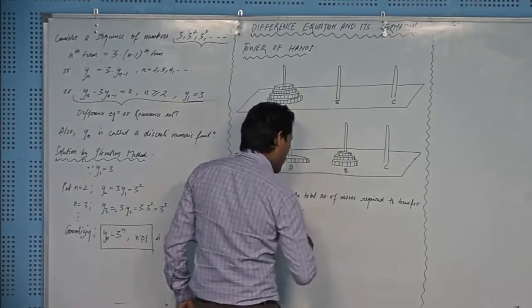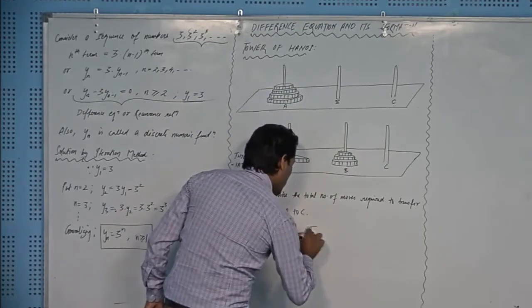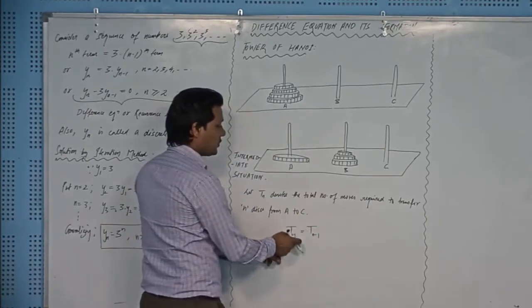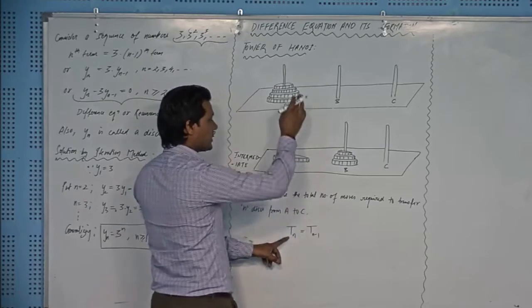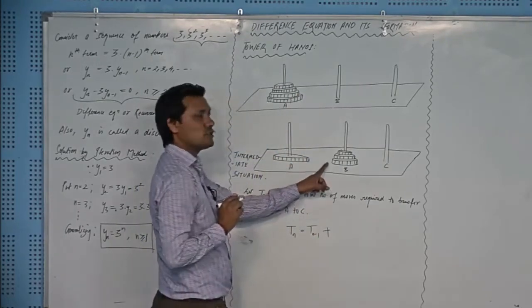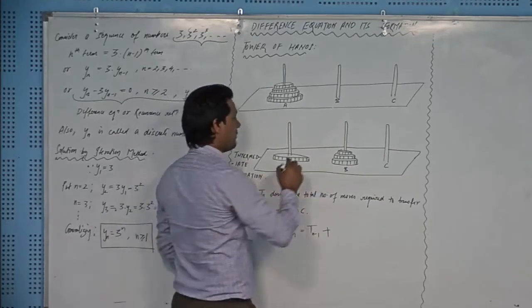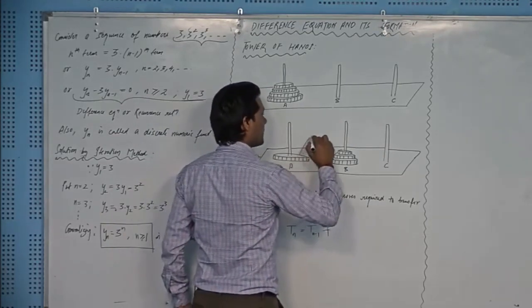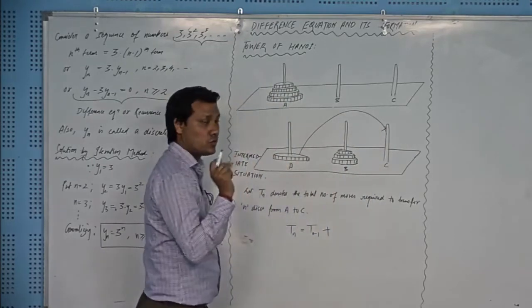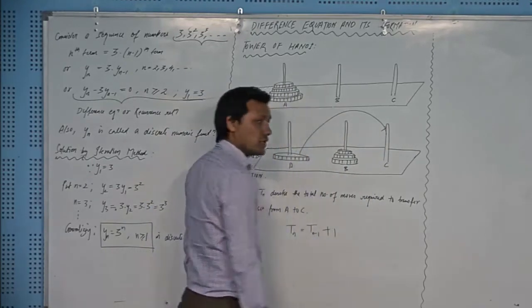Okay, I will write that here. Tn minus 1. Here is Tn, right? And why is it Tn? Tn is the solution of the full problem, n number of moves, right? It is an intermediate situation, and after reaching this situation I will transfer this biggest diameter peg from A to C, and that will constitute one step, so I have to add one here, right?